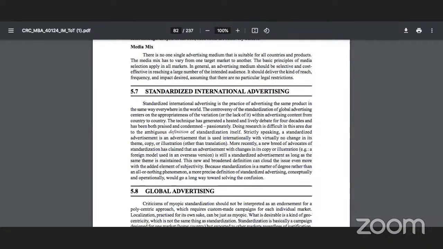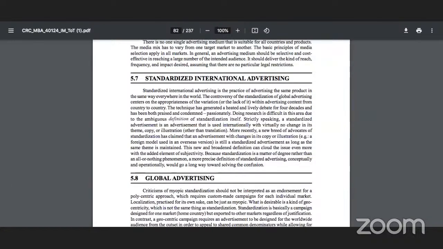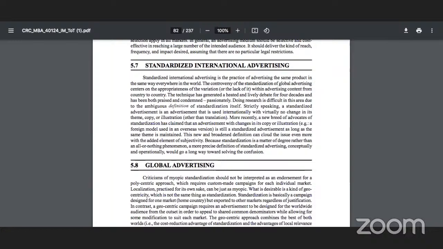The next one is in terms of media mix. So there's no one single advertising medium that is available for all countries and products. The media mix has to vary from one target market to another. So it varies also depending on the kind of reach, frequency, and impact that we have desired in that particular country. And there's no particular legal restriction.